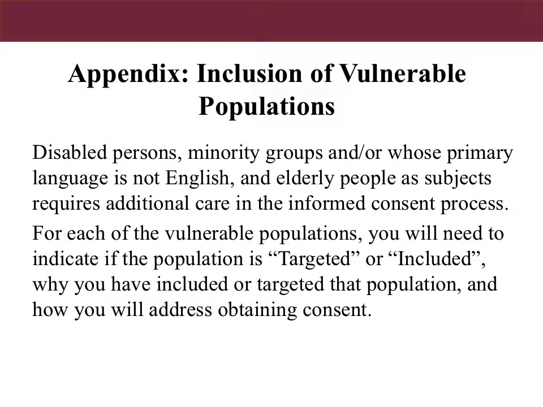Disabled persons, minority groups, people whose primary language is not English, and elderly people as subjects require additional care in the informed consent process. For each of the vulnerable populations, you will need to indicate if the population is targeted or included, why you have included or targeted that population, and how you will address obtaining consent.